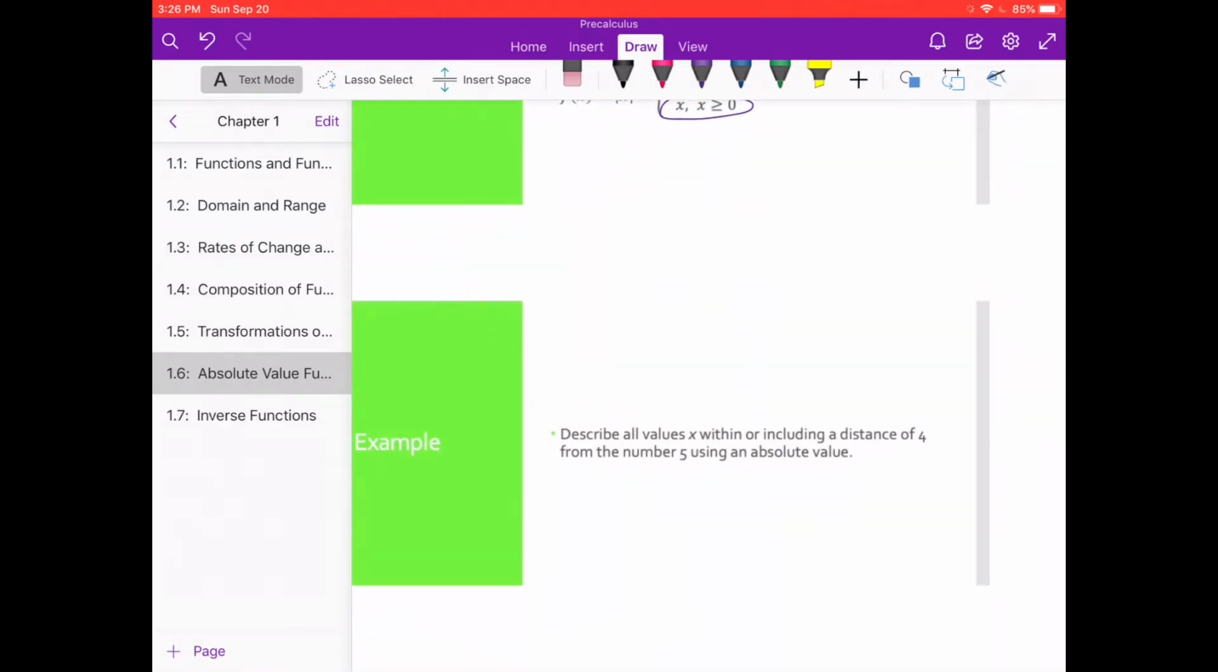So let's describe all values x within or including a distance of 4 from the number 5 using an absolute value. In order to do this, we're going to need to know the rule on how to write this. The way we do that is we take the absolute value of x minus our target, and then you pick whether you're doing equals, greater than, less than, greater than or equal to, less than or equal to, and then your error. So how far away from the target is it?